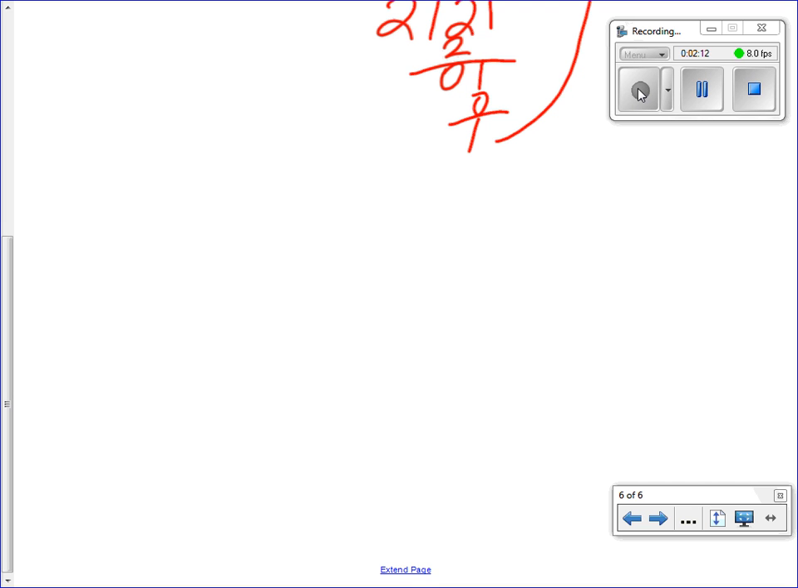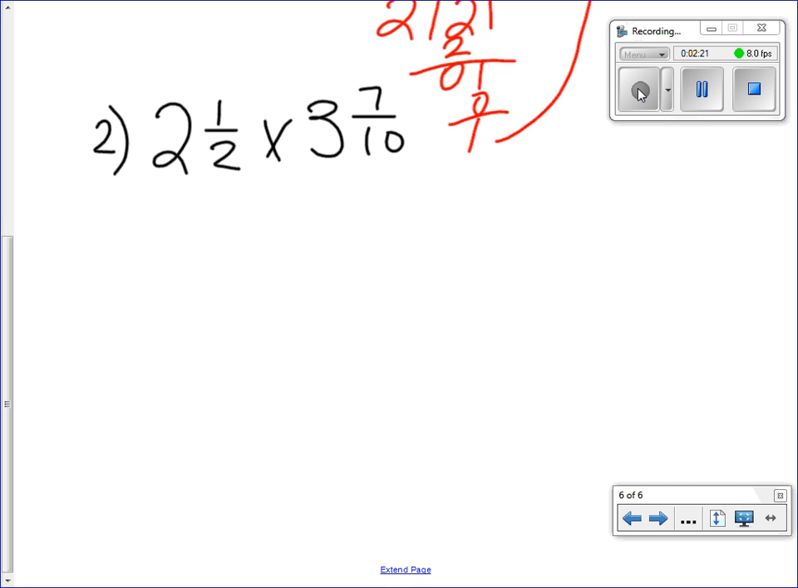Number 2, we have 2 1/2 times 3 7/10. Again, the first thing we need to do is get MAD, which would be multiply, add, and keep the denominator. So we would do 2 times 2 is 4. 4 plus 1 is 5. Keep the 2 for the denominator. For the second fraction, get MAD. Multiply. 10 times 3 is 30. Plus 7 is 37. Keep the denominator.